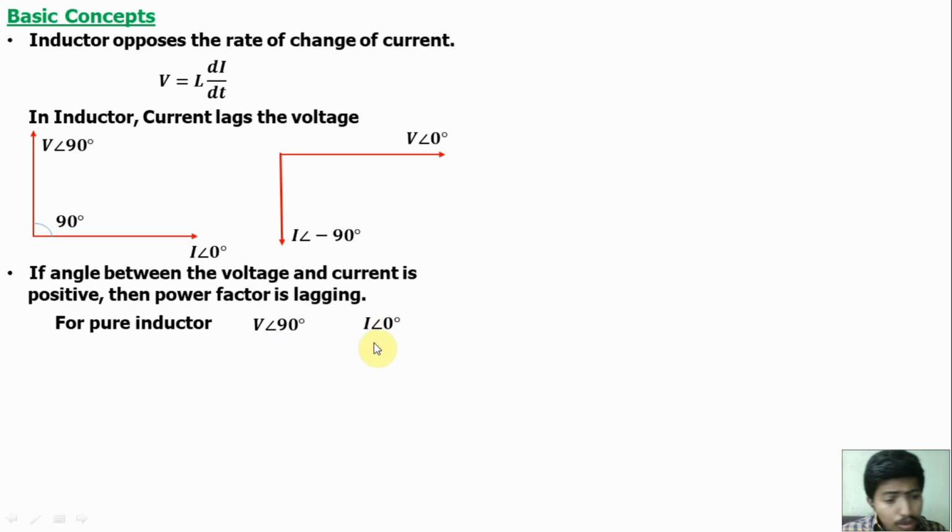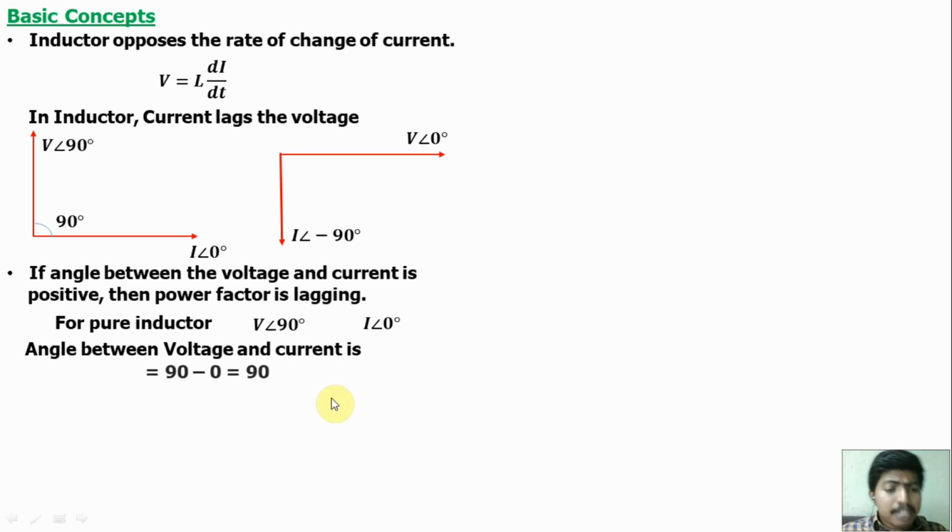So here the voltage angle is 90, the current angle is 0. So the angle between the voltage and current is 90 minus 0, so 90, positive. For a pure inductor, the angle between the voltage and current is 90 positive, so lagging power factor. Remember the point: if the angle between the voltage and current is positive, the power factor is lagging, or if the angle between the voltage and current is negative, the power factor is leading.